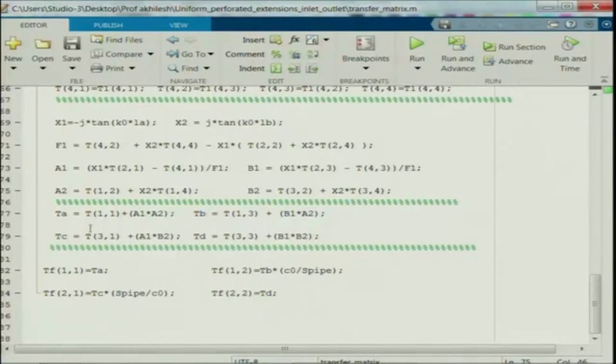Then once we get TA, TB, TC, TD parameters, these are really 4 pole parameters, and now we convert this in terms of mass velocity by simple multiplication by characteristic impedance and division of this thing by this thing. So, this is a fairly simple standard procedure.